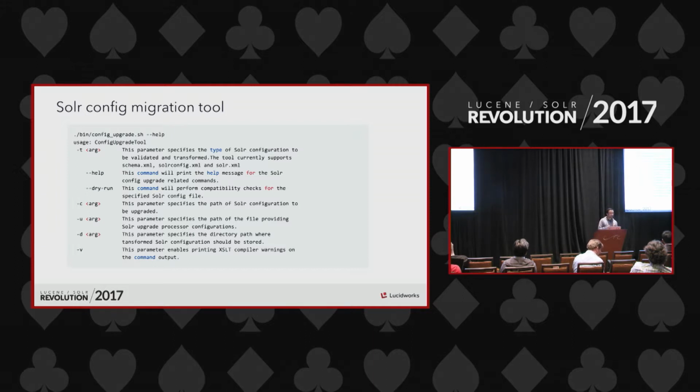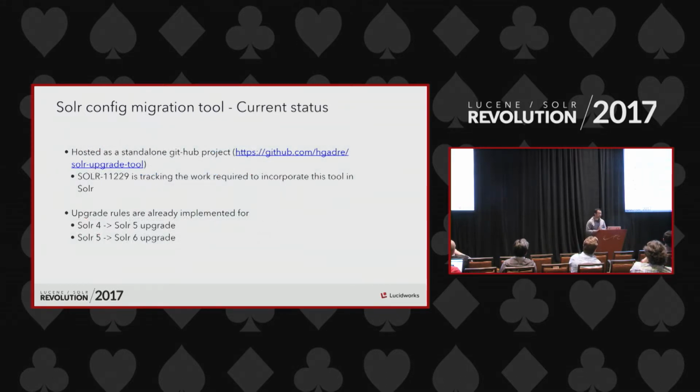So I will do a quick demo. That way you will have more understanding of it, but this is just for information purposes. So what is the current status? I have hosted it as a standalone project in my GitHub repository, and I have filed SOLR-11229 to get this tool incorporated in Solr. If any committer is interested in getting this in Solr, I would be more than happy to help out. I have already implemented the upgrade rules which are listed in the upgrade section from Solr 4 to Solr 5 and from Solr 5 to Solr 6.